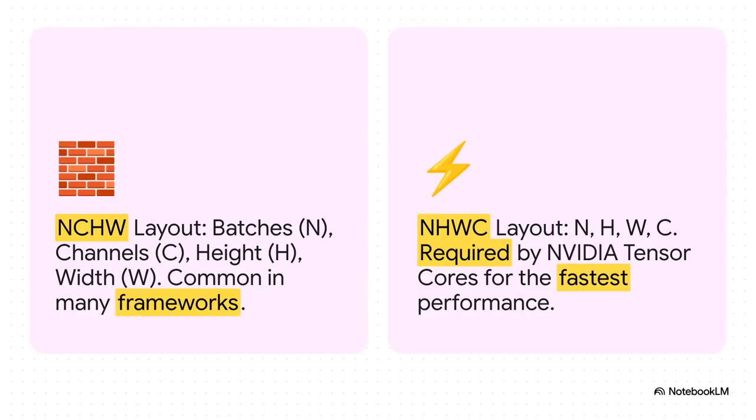And the optimization gets, well, really nitty-gritty. It goes all the way down to how you just arrange your data in memory. Even changing the order of the dimensions in a tensor can have a huge impact. A lot of frameworks use this NCHW layout, but for maximum performance, NVIDIA's high-speed tensor cores demand the NHWC layout. Getting the data format right is absolutely critical for speed.